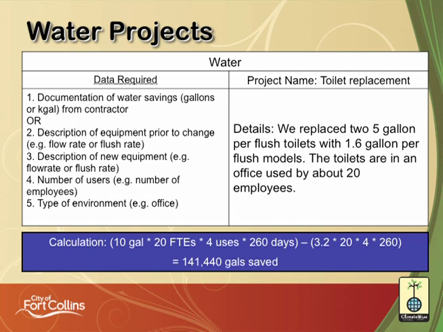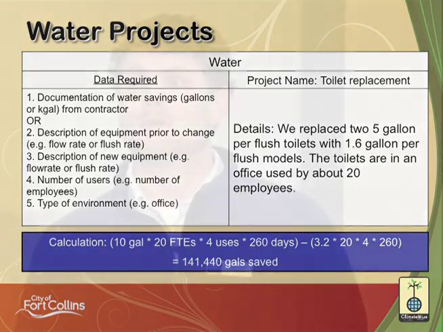But it's the same equation that we looked at previously. In this case, we combine the toilets together, so we know that previously it was 10 gallons a flush if you flushed them at the same time. You've got 20 full-time employees. We're going to average 4 uses. We'll fill in that data for you. And you operate 260 days a year, as average operation for any business. And then we subtract off the change that you made.